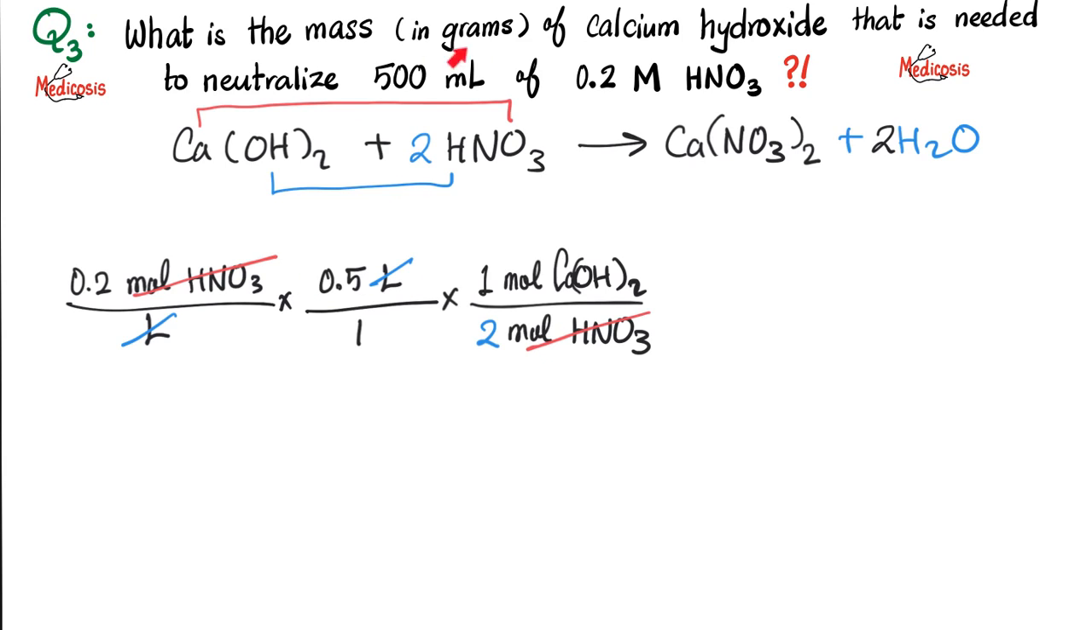But the answer has to be in grams. And I see no grams in sight, unless I go to the periodic table and find the molar mass. The molar mass of what? Of calcium hydroxide. So basically, I need to find the molar mass of calcium hydroxide. Now I'll be able to cancel the calcium hydroxide on this side with mole calcium hydroxide on that side.